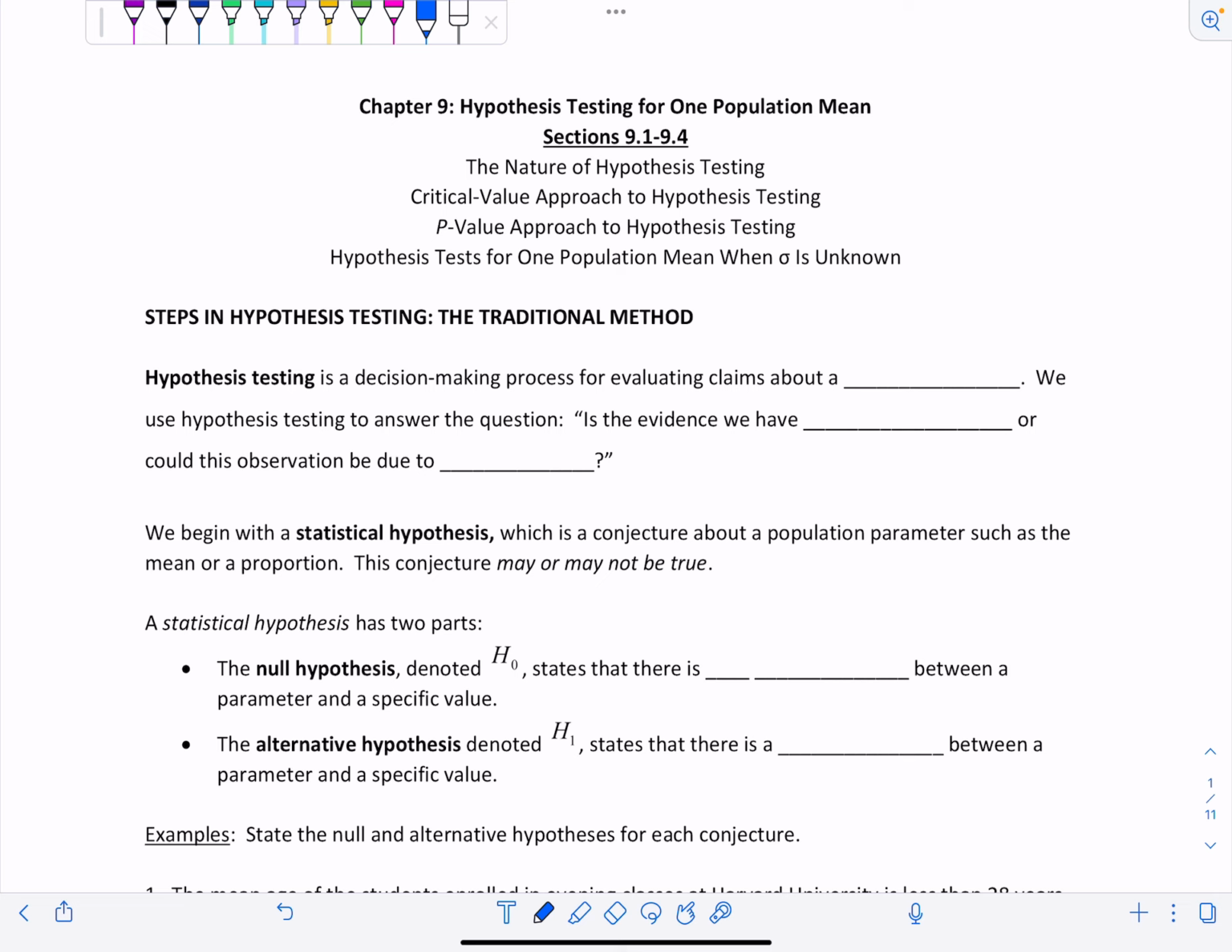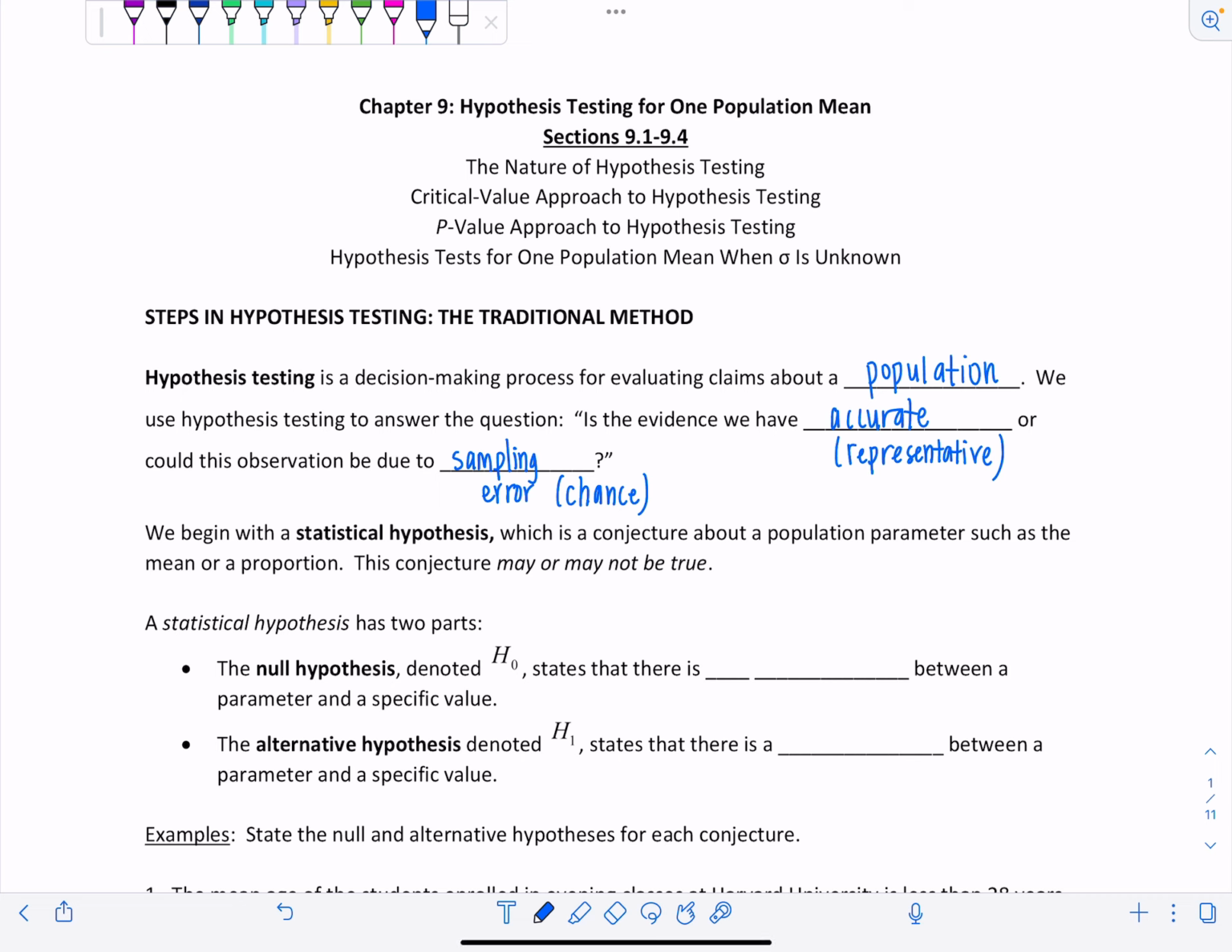What is hypothesis testing? Well, it's a decision-making process for evaluating claims that are made about a population. And we use hypothesis testing to answer the question, is the evidence that we have accurate, or you could think of representative of the population, or could this observation be due to sampling error or chance?